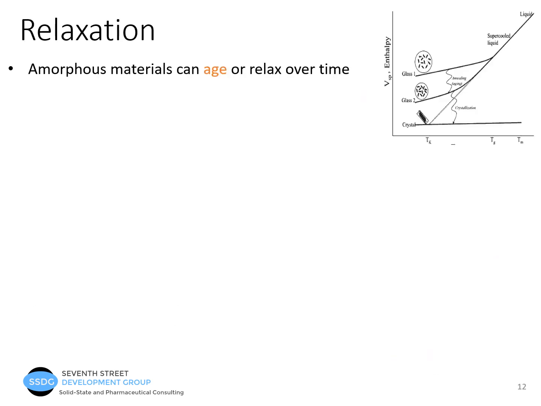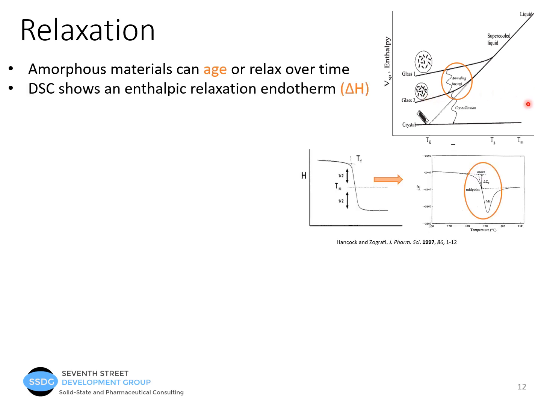So amorphous materials can also change just by sitting around over time, and this is called aging or relaxing. So we're actually going from one kinetic state down to another kinetic state, which is a little bit more stable for the amorphous material. Now the DSC will go from your very pretty glass transition temperature to what's known as an enthalpic relaxation endotherm. And a lot of times people look at these minor endotherms and say, what in the world is this? What happened to my glass? It's still there. It just relaxed from one state to another, and that extra energy is this minor endotherm.